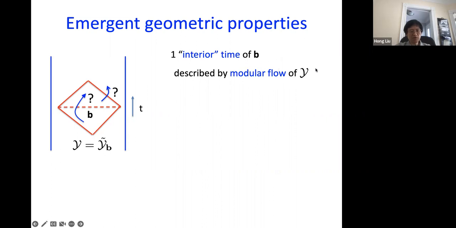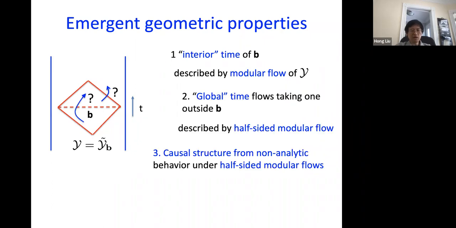Remember, the modular flow is the automorphism of the algebra itself. That's precisely what interior time does in the local region: interior time just takes a region to itself, so essentially it's the automorphism of the algebra in that region. And then the global flow, which can take you outside B, is related to some other structure associated with the type 3 algebra, which is called half-sided modular flow. We'll not have time to introduce it, but it can be described with some global time outside the region.